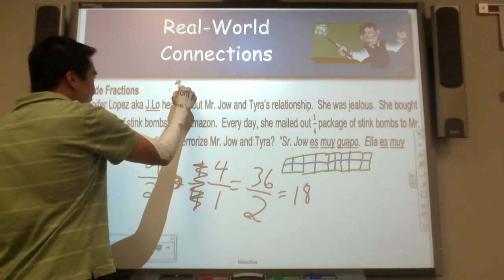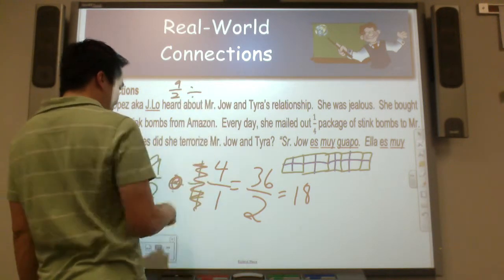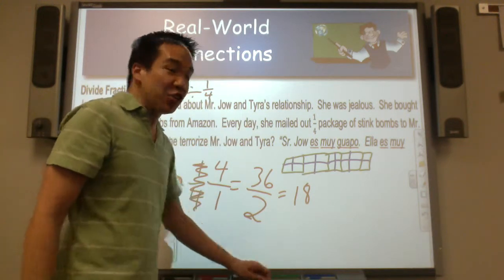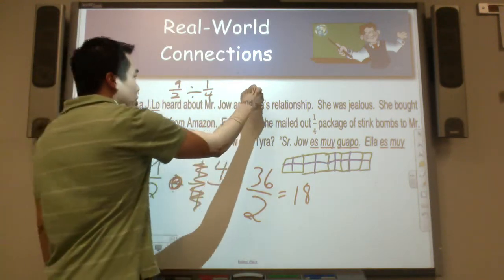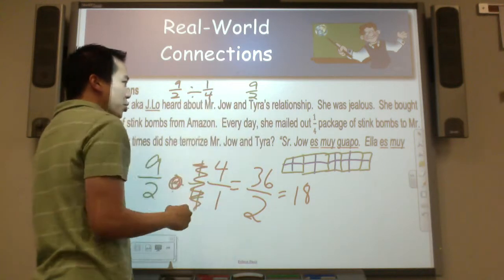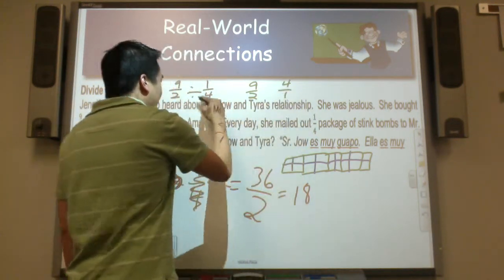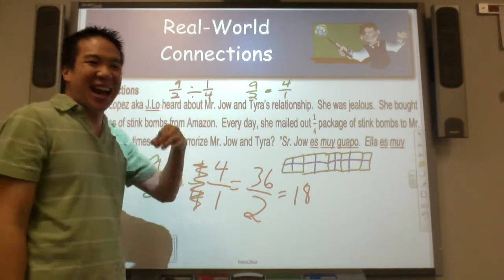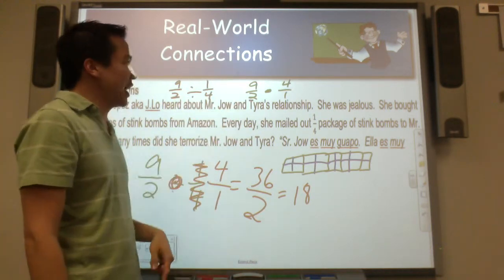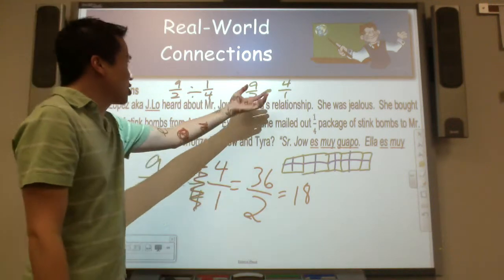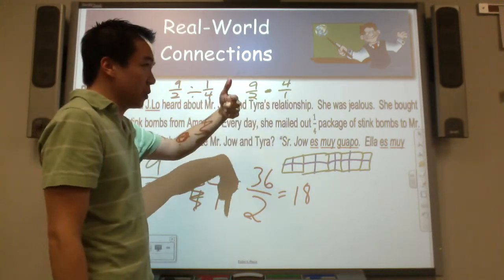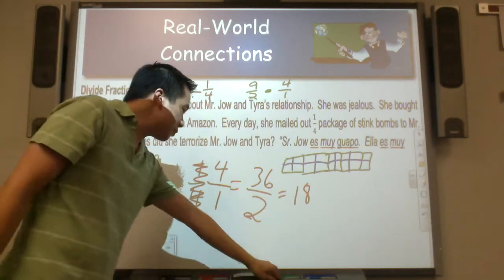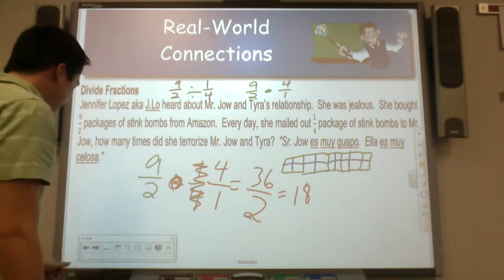So we have 9 halves divided by 1/4. If you want to rewrite this as a multiplication expression, you find the reciprocal of the second fraction, which is 4/1, and you multiply. 9 halves divided by 1/4 is the exact same thing as 9 halves times 4/1. This is just a multiplication expression of this division one. So the answer is 18.